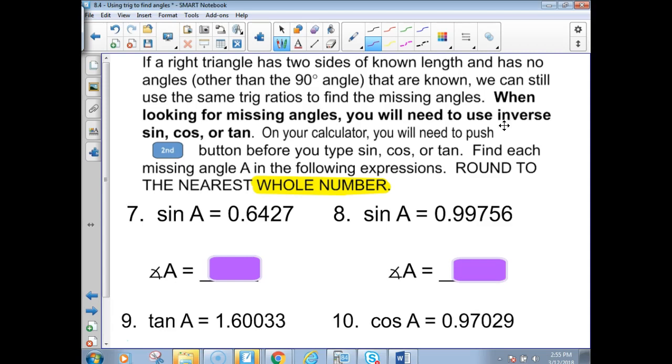We're still going to be thinking about the opposite leg to the angle, the adjacent leg to the angle, and the hypotenuse, but they have to be from that angle we're trying to find, okay? So we'll look at the pictures in a minute, but this part's super easy because this is just about what to do on your calculator.